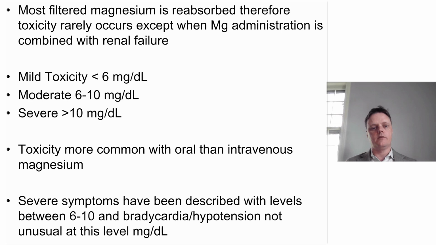Mild toxicity occurs when the magnesium is less than 6, moderate when it's 6 to 10, and severe when it's greater than 10. Interestingly, toxicity is much more common with oral magnesium than intravenous, probably because we don't give such large doses of intravenous magnesium to patients. But we do see this in patients who are chronically taking oral magnesium supplements and have chronic kidney disease. Severe symptoms have been described with levels between 6 and 10, and bradycardia and hypotension are actually not unusual at this level.